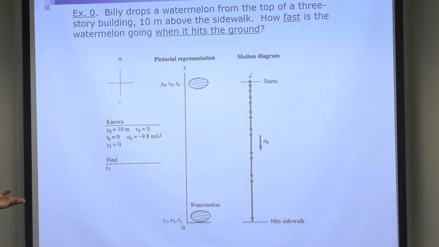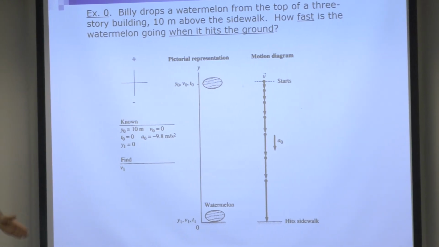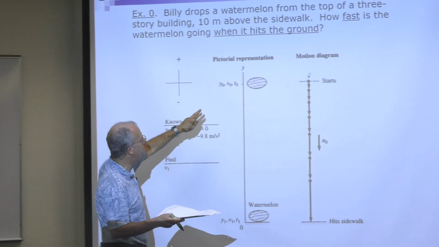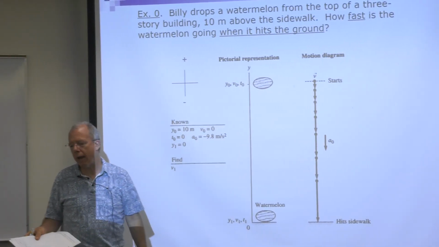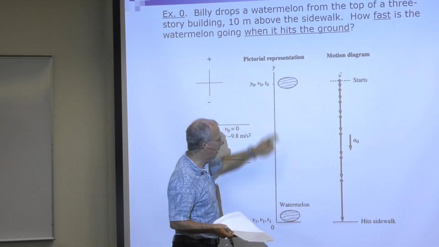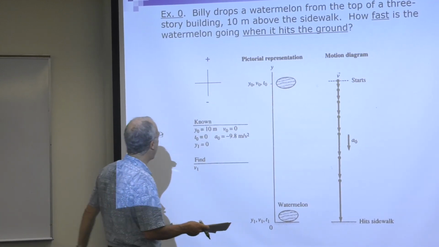Well, all we need is a beginning and an end, right? We have constant acceleration. So we just have a beginning point, which we'll call 0, and an ending point, which we'll call 1. If you don't like that, you don't have to. You could have called this point A, point B. It just doesn't matter.